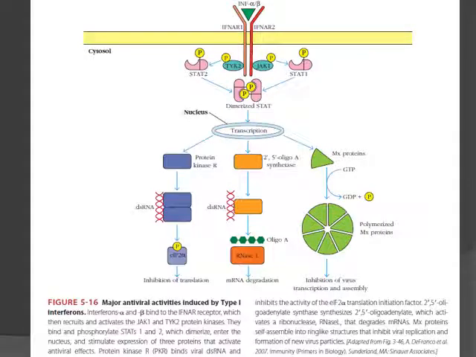As you can see in these figures, interferon alpha and beta binding induce double-stranded RNA dependent protein kinase, which is PKR, on your left. This protein inhibits translation. Then what are the other events? We have mRNA degradation, in the middle, and on your right, inhibition of viral transcription and assembly.